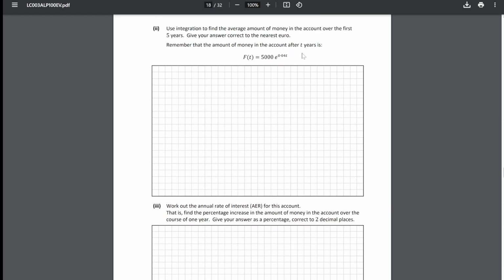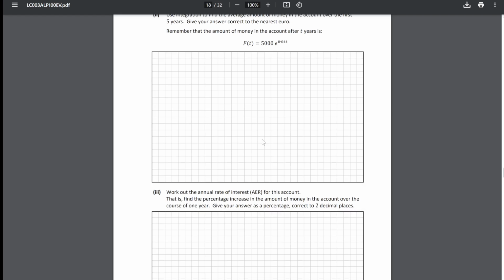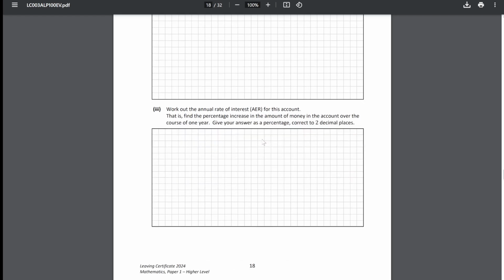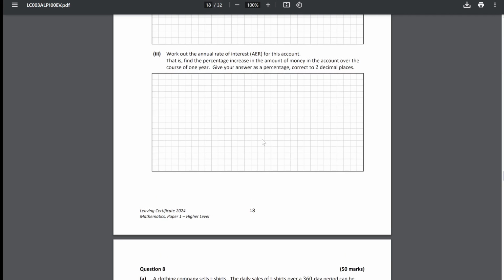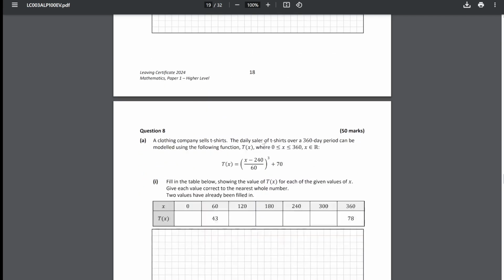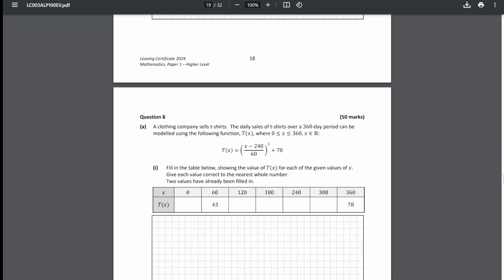You just find two values of t. So you can start with the initial value of 5,000 and then put t as 1 in here, so 5,000 e to the 0.04, and then find the percentage difference from that, which would be the interest. So overall, a very interesting question, kind of throwing bits at you.